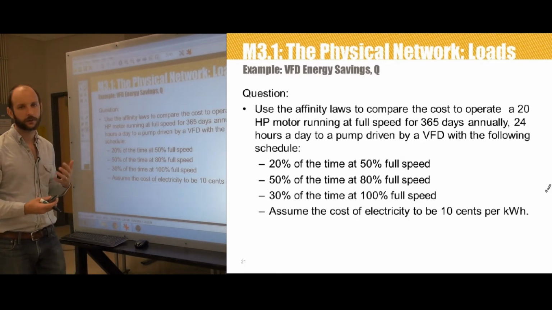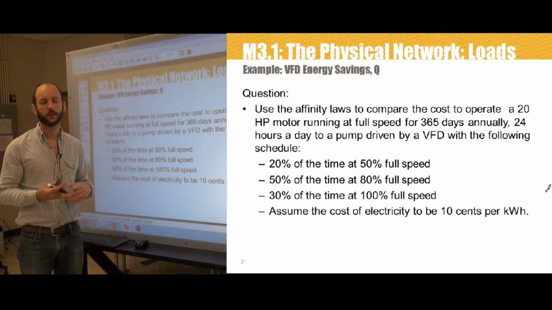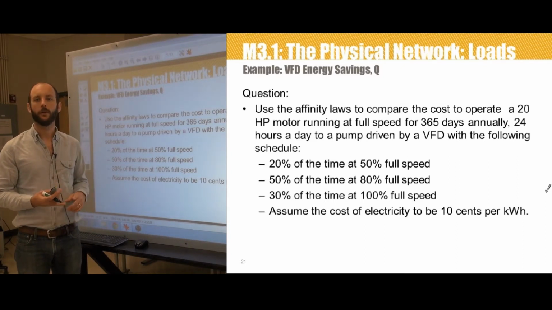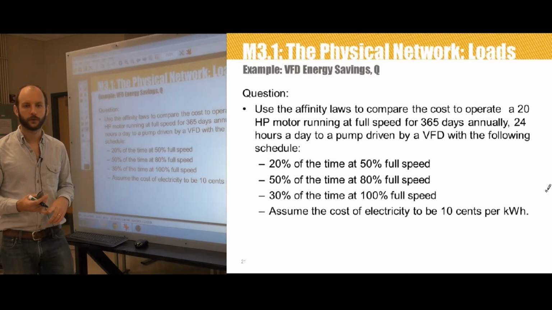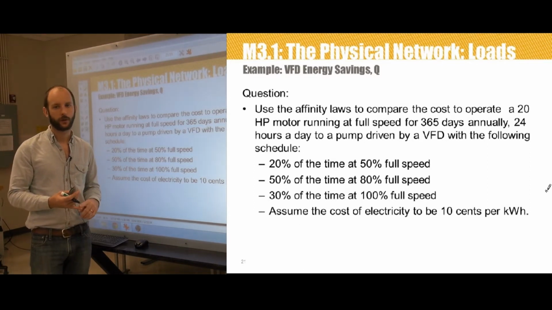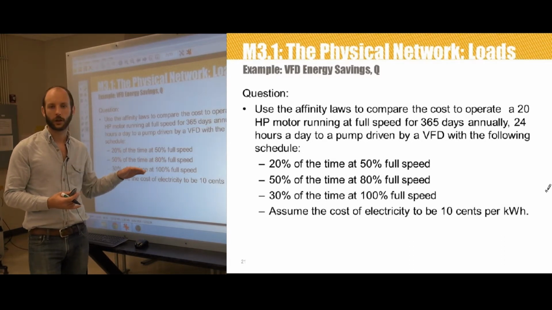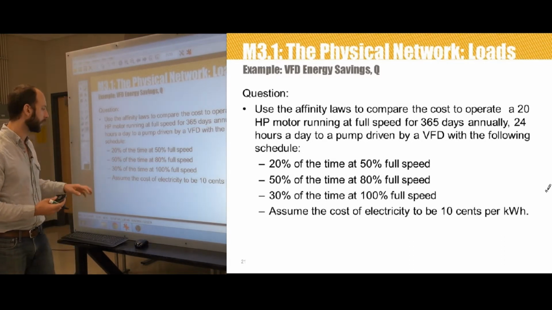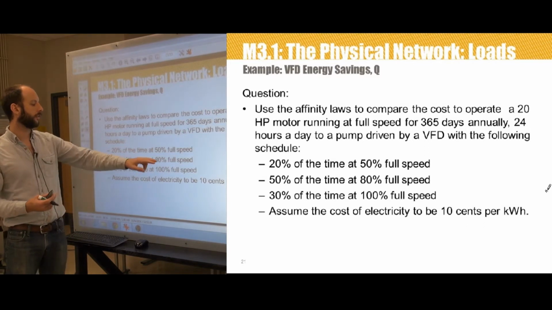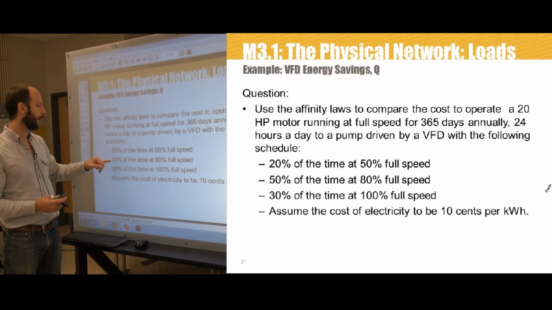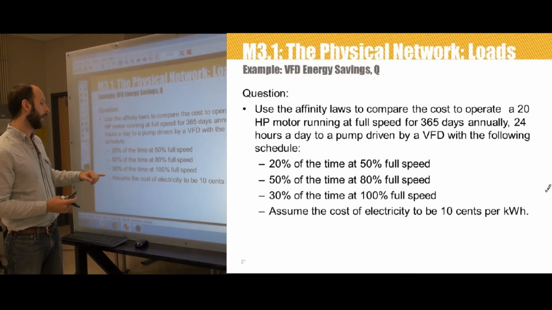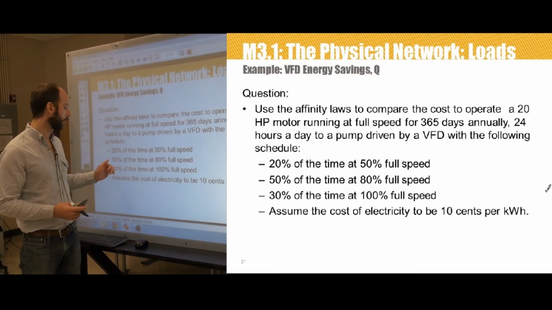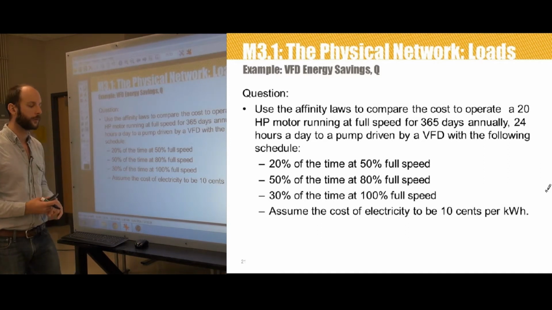So what this question is asking us to do is use the affinity laws that we just demonstrated to compare the cost to operate a 20 horsepower motor running at full speed for 365 days annually, 24 hours a day, to a pump driven by a VFD, which we can electrically throttle with the following schedule. We want to run it at 50% for 20% of the year. We want to run it at 80% speed for 50% of the year, and then the remaining time, which would be 30% of the year, we want to run it at 100% full speed.